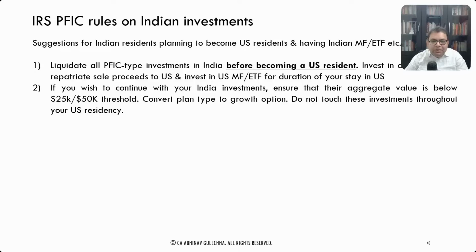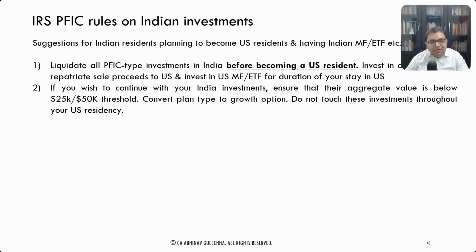So whatever you can do is keep at least 25K to 50K, and above that you can liquidate. Also keep in mind that if the plan is a dividend plan or a dividend reinvestment plan, you can convert it to a growth option. Because if it's a dividend plan and you receive dividends, then again it will get caught in the net of PFIC. So convert it into the growth option before leaving for the US. And during the US stay, do not touch those investments, do not sell them. Just let them remain as they are.